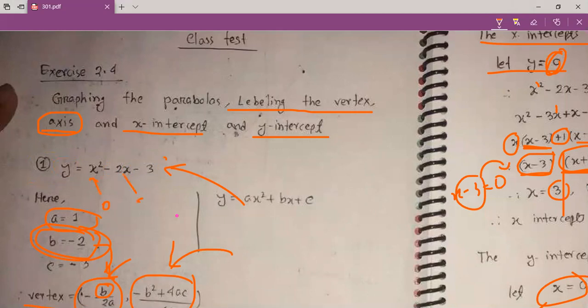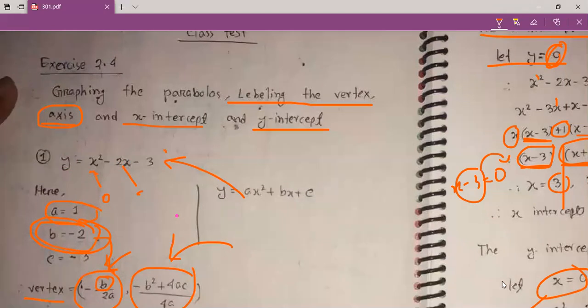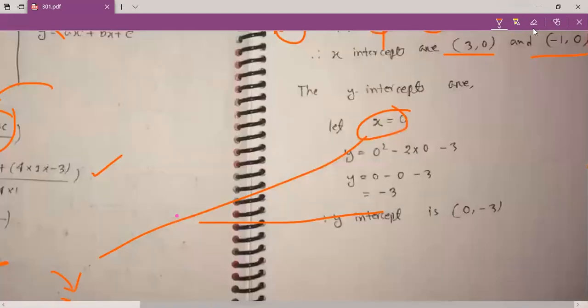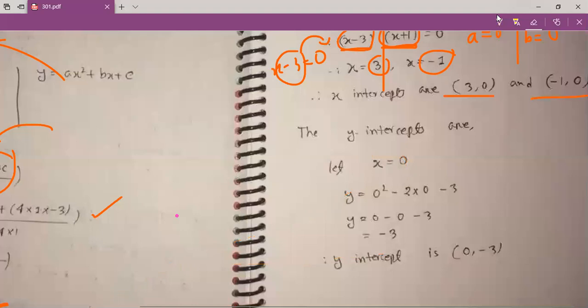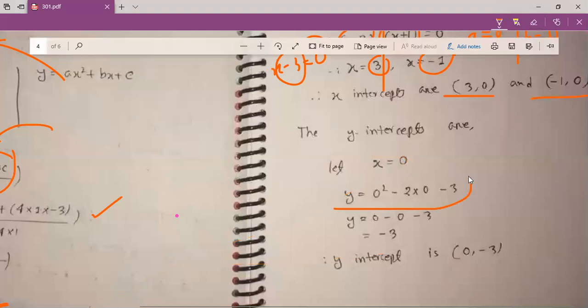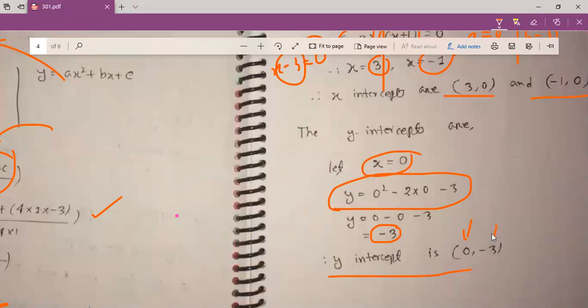So this will make something like this. y is equal to 0 square minus 2 into 0 minus 3. So it will be y is equal to minus 3. So our y-intercept is 0, minus 3, because 0 is the value of x, and this minus 3 is the value of y. Okay, x and y.